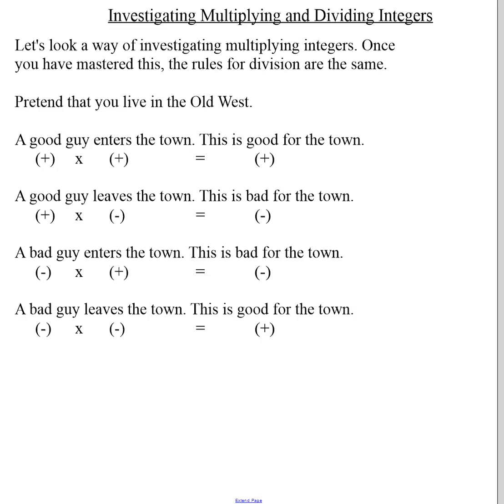So we're going to look at a simple story type of situation that might help you make a connection between how to multiply and divide integers. So, for example, let's pretend that you live way back, like in the 1800s in the Old West. And back then, that's when you had the sheriffs in town and you had the robbers and the bad guys.